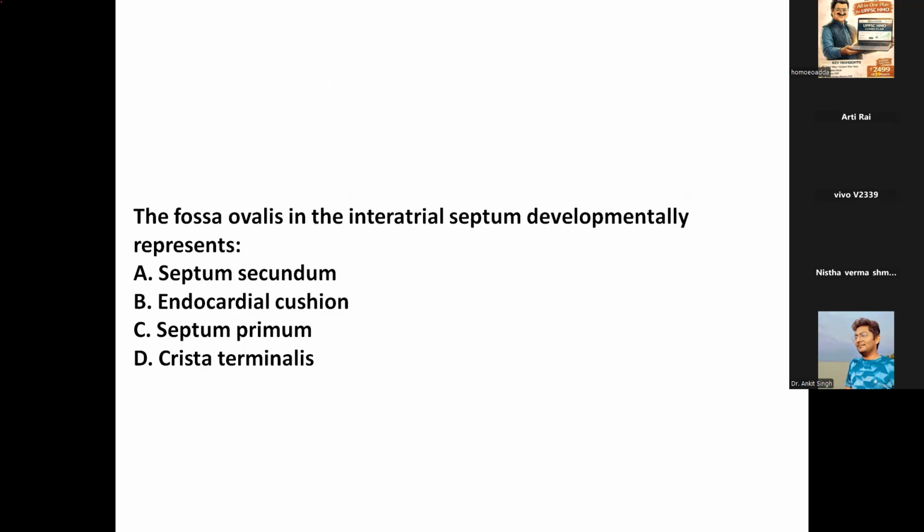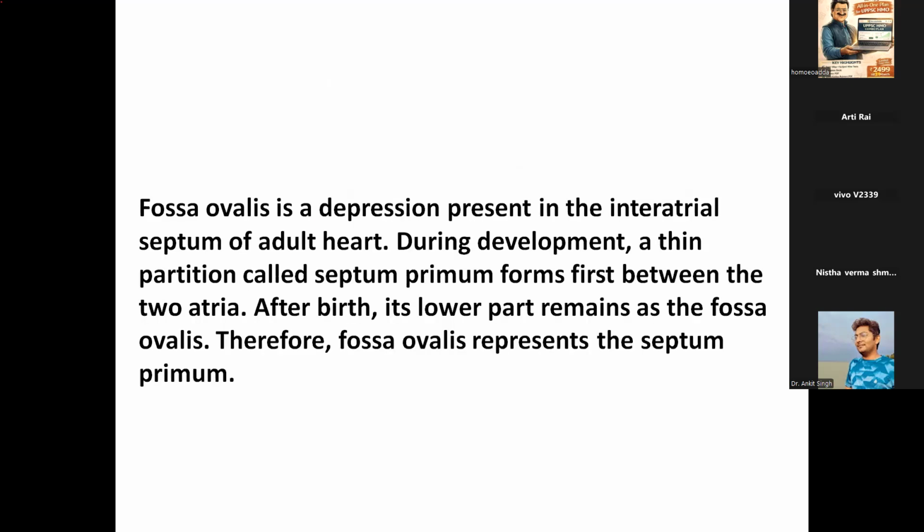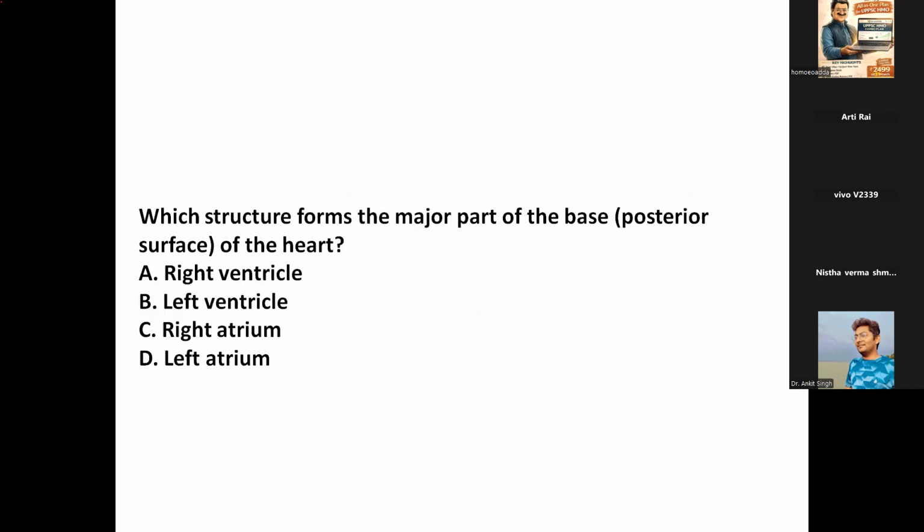The fossa ovalis in the interatrial septum developmentally represents? Septum primum. The limbus fossa ovalis, or the annulus fossa ovalis, is formed by the septum secundum. So the fossa ovalis is a depression present in the interatrial septum of the adult heart. During development, a thin portion called the septum primum forms first between the two atria. After birth, its lower part remains as the fossa ovalis. Therefore, the fossa ovalis represents the septum primum.